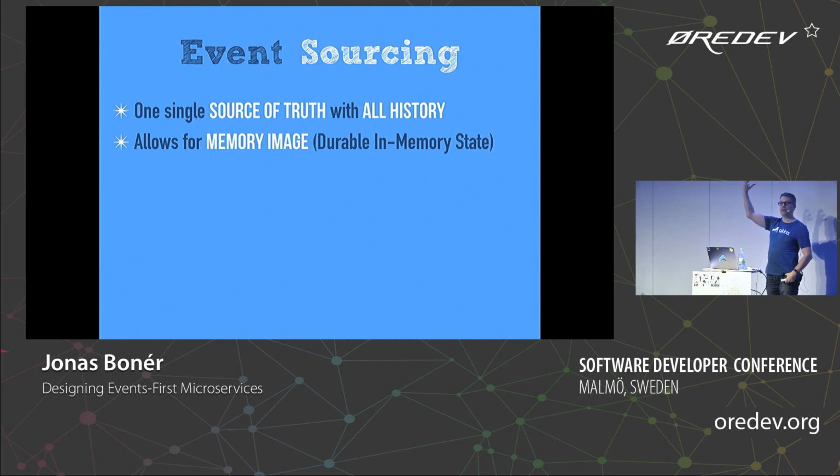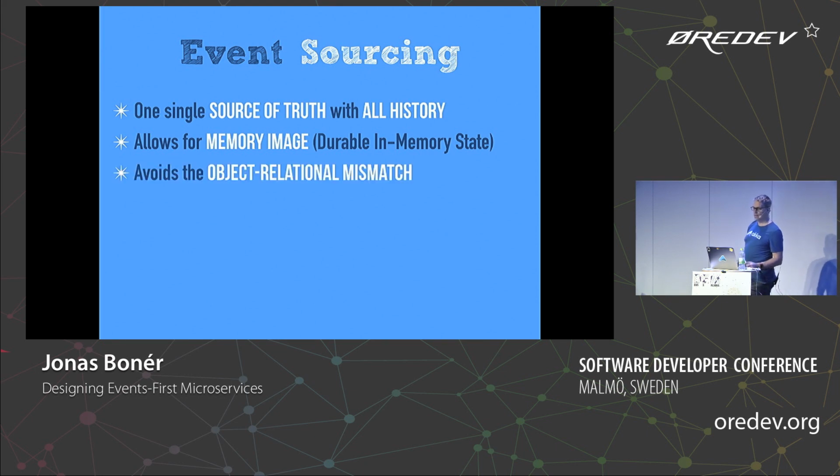Your state is in memory, in your components, but it's still backed by a durable event log. So it's extremely fast to use. It's just in memory. But more importantly, it avoids the infamous object-relational mismatch, where you have to map your object state or your functional state, or whatever paradigm you use, down to a relational state representation. All this madness that we do with Hibernate, JPA, and all that is just gone. You don't need to do that anymore.